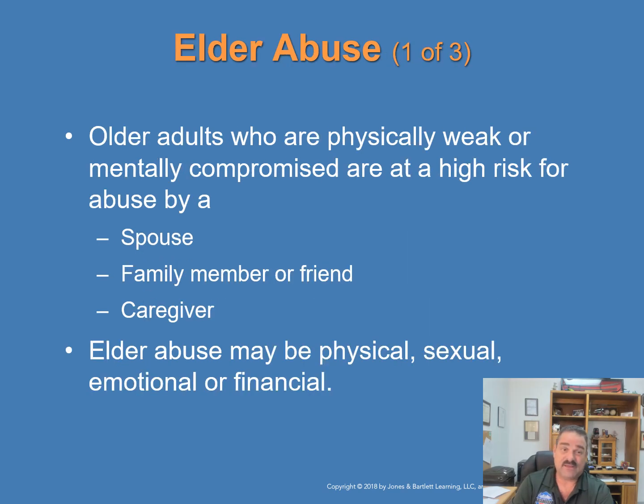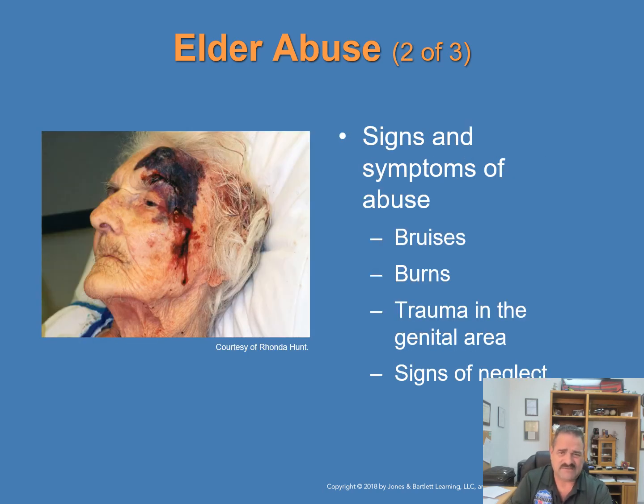Elder abuse. Yep, older adults who are physically weak or mentally compromised are at high risk for abuse by a spouse, a family member, or a friend, even a caregiver. So elder abuse can happen. It is common in our society, unfortunately. It may be physical, sexual, emotional, and even financial. Signs and symptoms of abuse: bruises, burns, trauma to the genital area, signs of neglect.